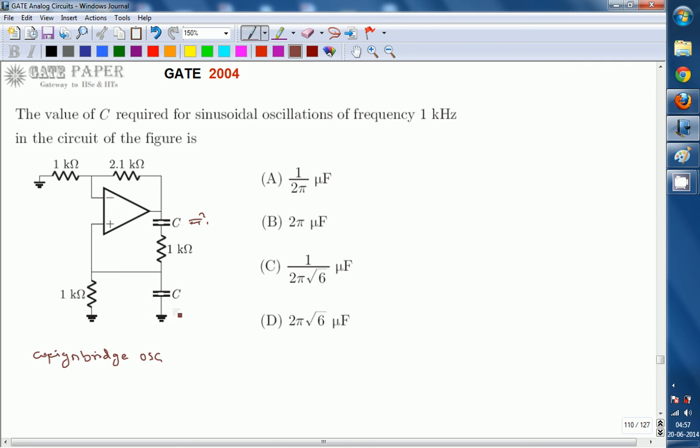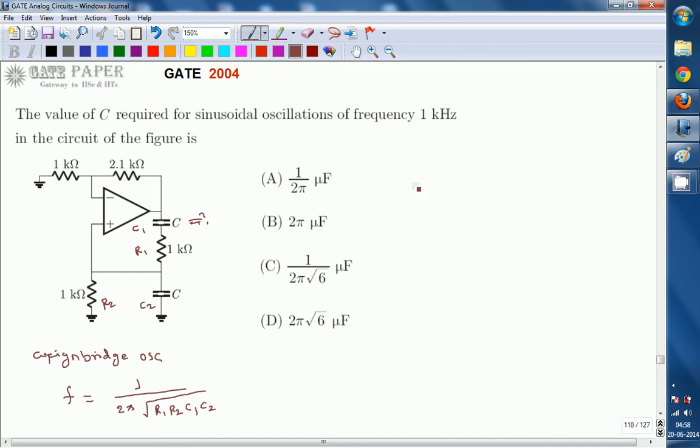The feedback network consists of series RC and parallel RC. So you can think of it as R1 and C1, and this is R2 and C2. But in this case R1 is equal to R2 and C1 is equal to C2. The general frequency of oscillations equation for a Wien bridge oscillator is f = 1 by 2 pi times square root of R1 R2 C1 C2. This is the equation for the frequency.